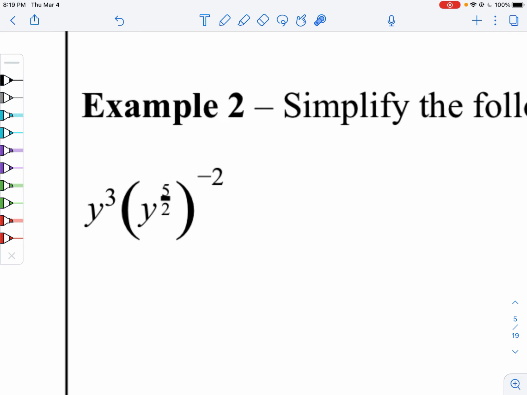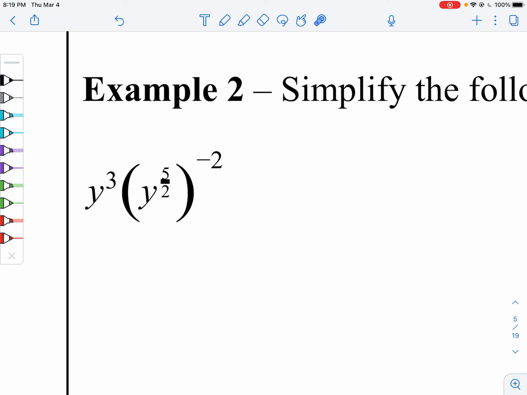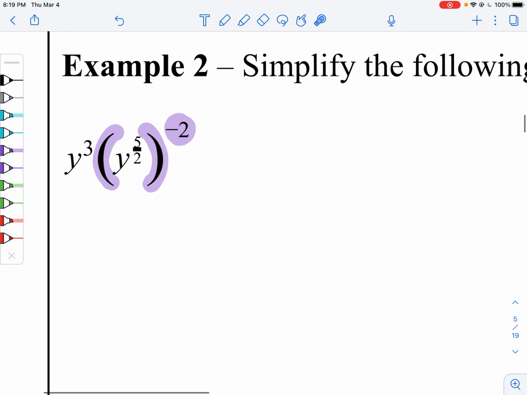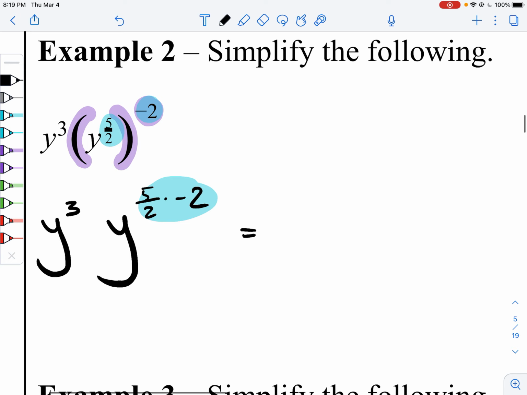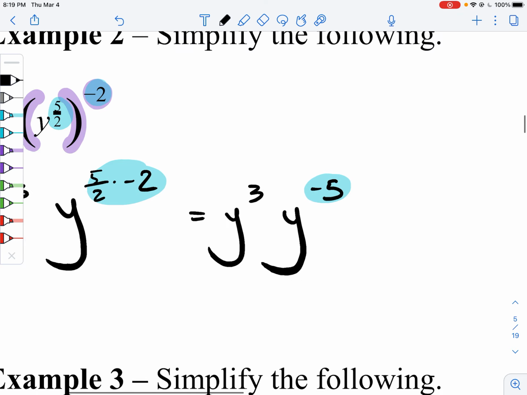Now let's look at something very important to keep in mind. Sorry, don't drop your Apple Pencil. These parentheses mean that this exponent applies only to what's inside the parentheses. It doesn't apply to this guy right here. So that means we still get y cubed, and then you have these two powers multiplied times each other. 5/2 times negative 2. Okay, well, what is 5/2 times negative 2? So we still have y cubed. 5/2 times negative 2 is just negative 5. That's super.